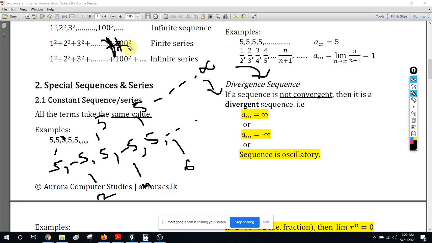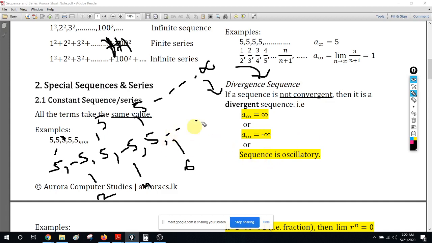Can I add some more? Yes, then that is infinity. Therefore, you can't say what is the value of infinity. Infinity is very large. Therefore, you can't say whether infinity is odd or even. Therefore, the infinite term can be plus 5 or it can be minus 5. We can't say for sure. So these kinds of sequences are called oscillatory sequences.